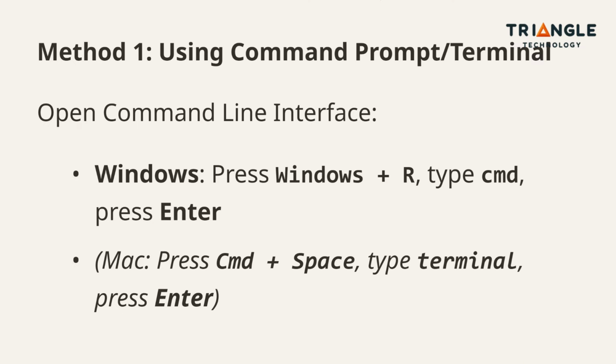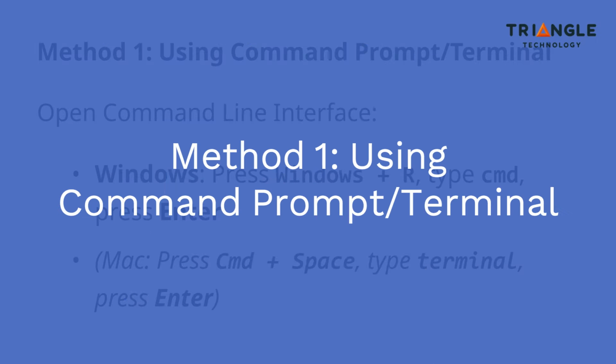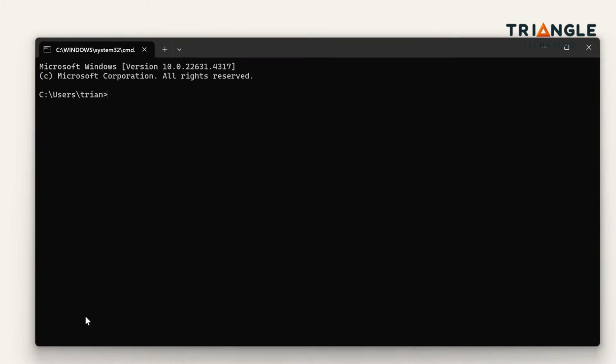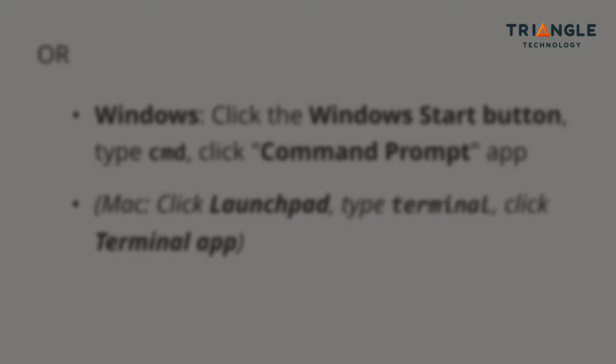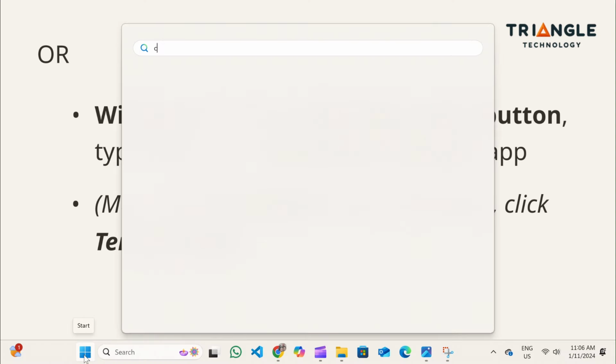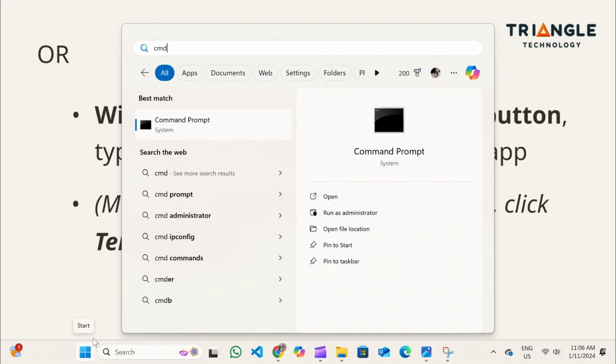Hey there, let me show you exactly how to check your Go version on both Windows and Mac. I'll guide you through different ways to open the terminal and run the command. Method 1, using Command Prompt Terminal. Press Windows+R, type cmd, press Enter, or click the Windows Start button, type cmd, click Command Prompt app.